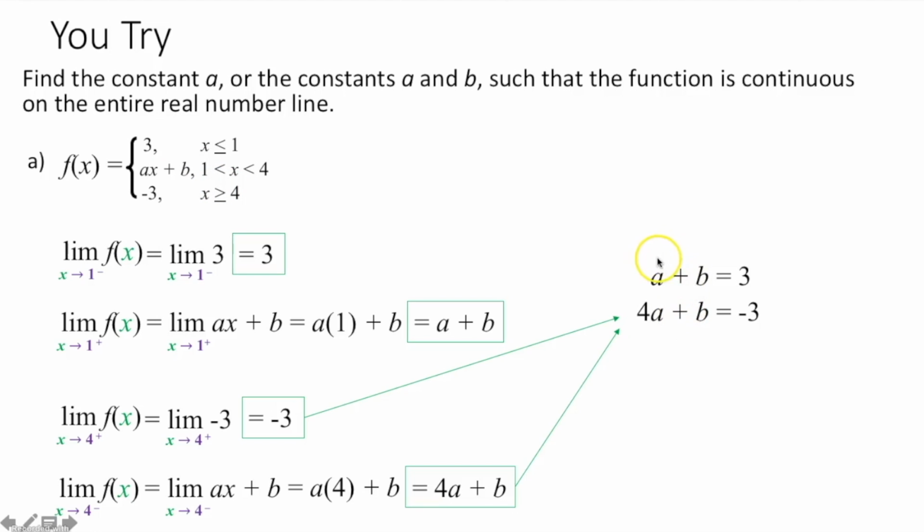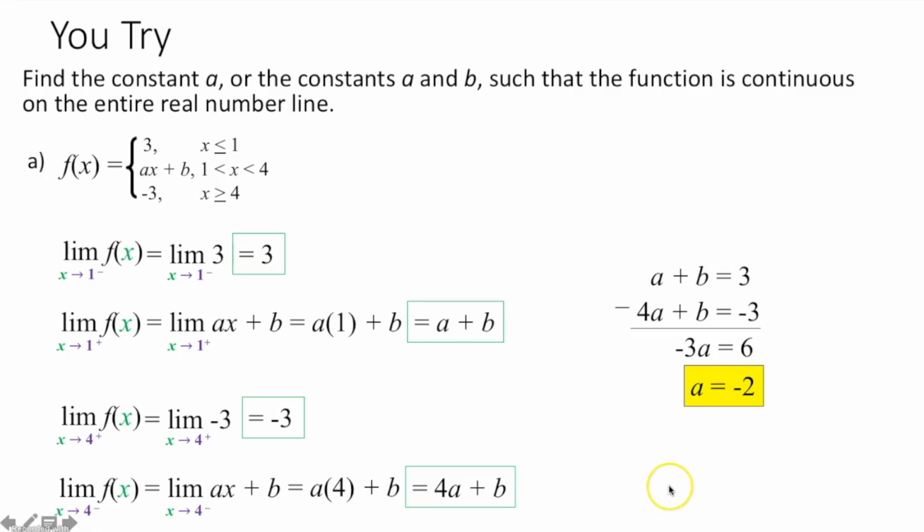We then have two equations with two variables that we can solve for using a system of equations. We do that by subtracting these two equations. The b's cancel out. We end up getting -3a is equal to 6. Divide both sides by -3, you get a is equal to -2. We then finish solving this by taking that -2, plugging it back in for a, and solving for b. And we end up getting that b is equal to 5. So when a is equal to -2 and b is equal to 5, this piecewise function is continuous on the real number line.